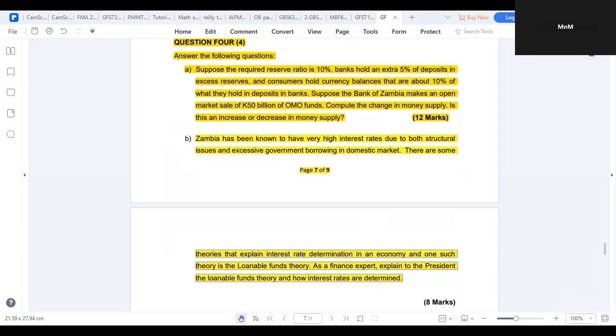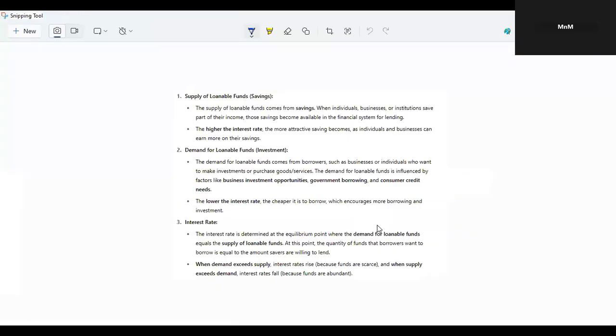So what does this theory say in terms of the supply of loanable funds? Number one, it says that the supply of loanable funds comes from savings. So when individuals or businesses take money to the bank to save their income, those are the savings that are available in the financial system for lending. Now, the higher the interest rate, the more attractive the savings become, so individuals and businesses can earn more. So there's interest earned and interest charged. The supply to the banks in the financial system becomes attractive when people hear that once they save money, they're going to earn an interest. So people have a high propensity to save.